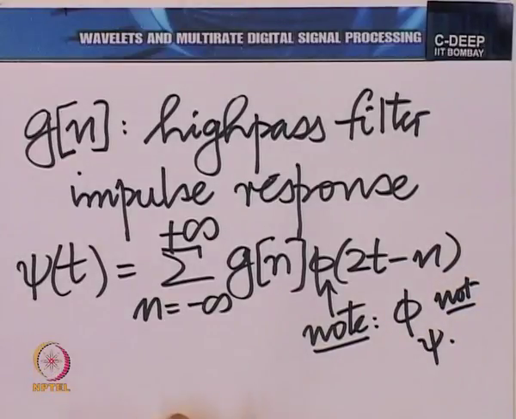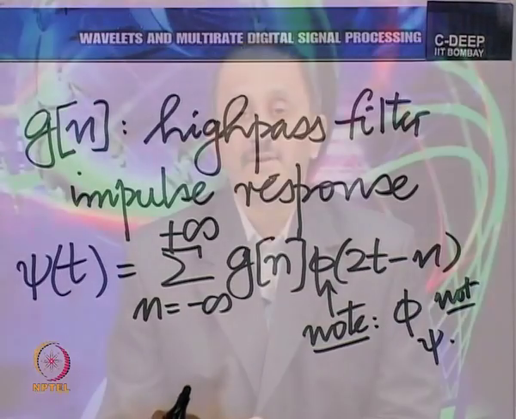So, this is not surprising. What we said was that after all phi t belongs to V 1, psi t also belongs to V 1. So, therefore, both phi t and psi t should be expressible in the basis of V 1, and that is what we have essentially written down. What is noteworthy is that the coefficients of the impulse response of the low pass filter and high pass filter act as the coefficients in the expansion in terms of the basis.